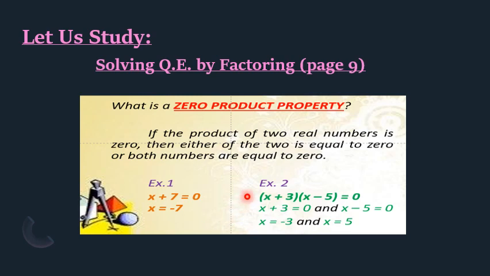Another example, number 2, duha na ni siya kabuok. x plus 3 times x minus 5 is equals to 0. Their product is 0. So, i-distribute nimo ang x plus 3 sa 0, distribute pod nimo ang x minus 5 sa 0. Ang tawag ani zero product property. So, you have negative 3 and 5 as answers.